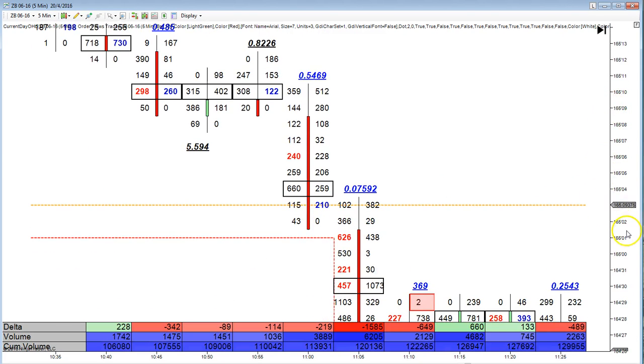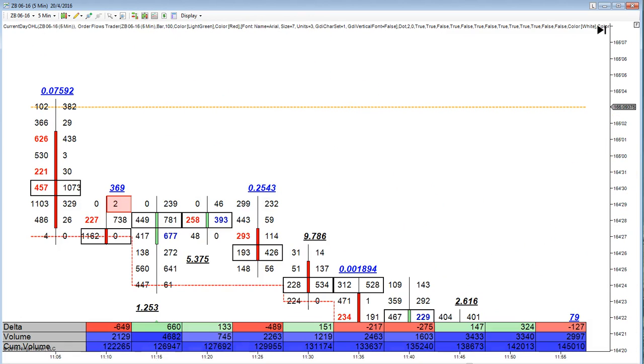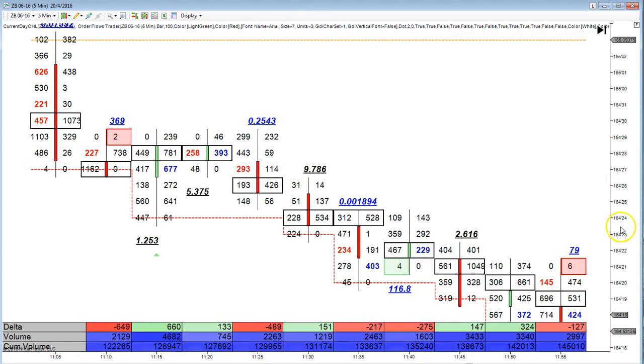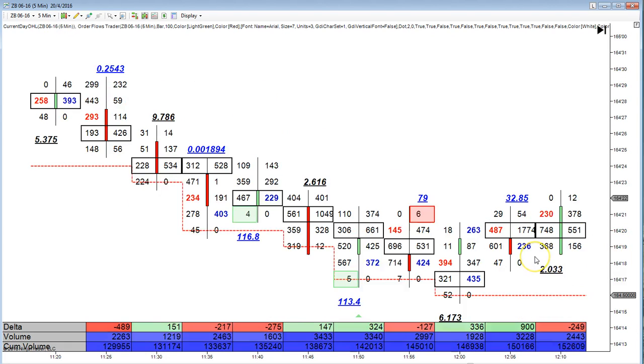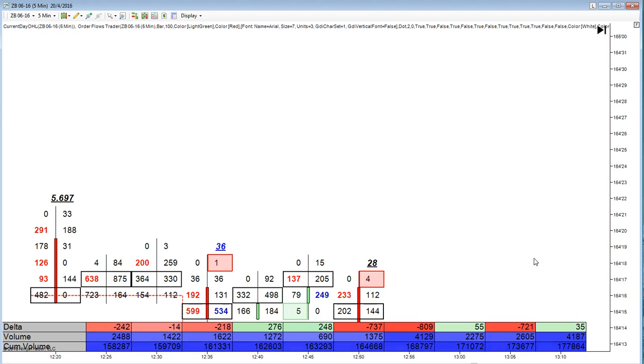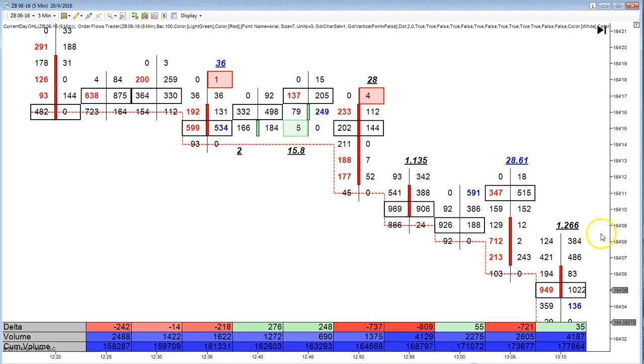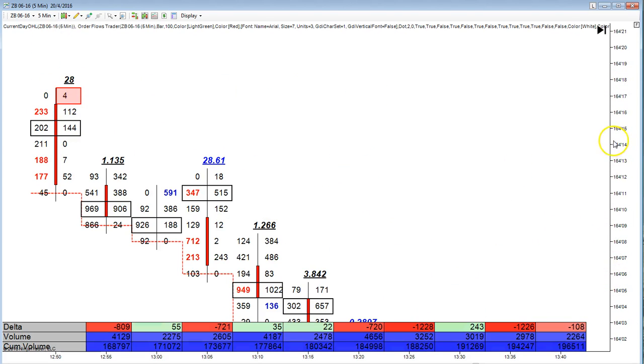I don't know if there's any more this day. I just took a couple of days at random. Again, this is a 5-minute bond chart. That was a nice short if you got short. I don't know if there's any more.